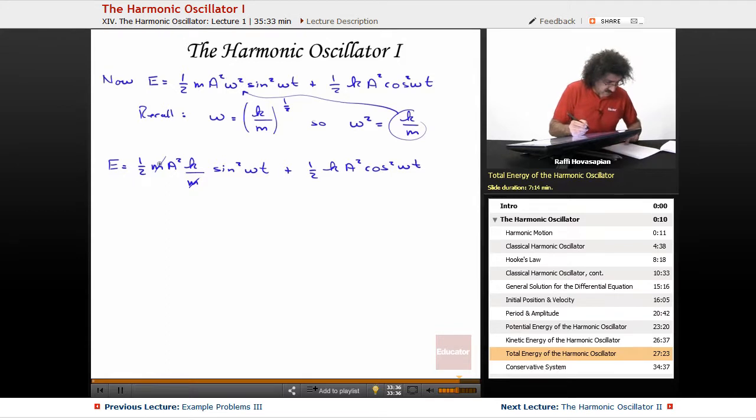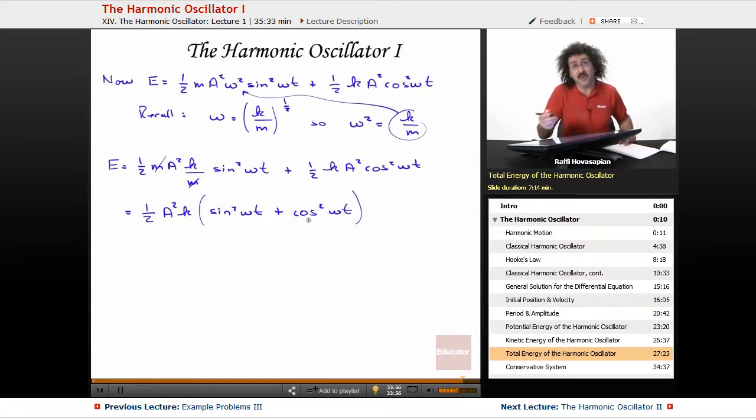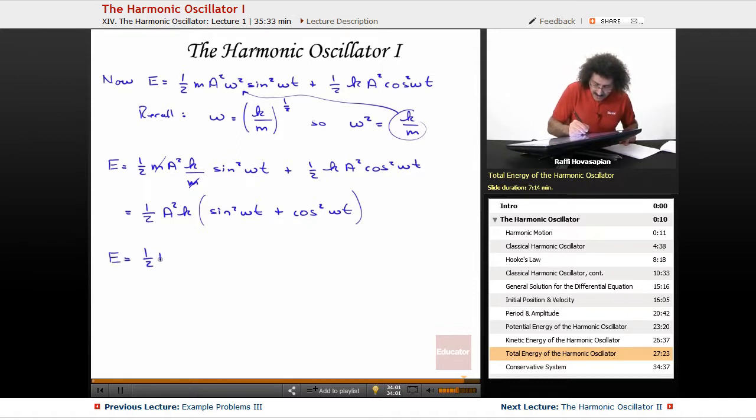The m cancels the m. I combine terms and factor out. I have 1/2 A squared K, 1/2 A squared K. So I have 1/2 A squared times K times sine squared omega t plus cosine squared omega t. And you remember from trigonometry that sine squared plus cosine squared is equal to 1. Therefore, my total energy is 1/2 A squared times K. Total energy of the harmonic oscillator. This is a constant. A is the amplitude. It's a constant. K is a constant.